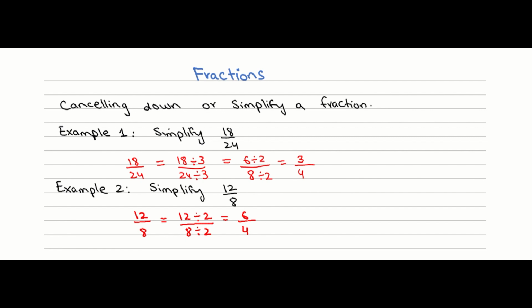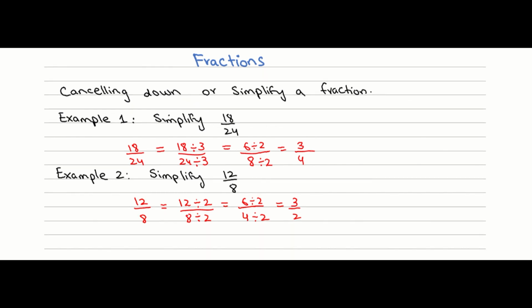Now we have 6 and 4, again we can divide them by 2. So 6 divided by 2 gives you 3 and then 4 divided by 2 gives you 2. So now we have 3 and 2 and these cannot be divided by any same number. So it means this is our simplified fraction.